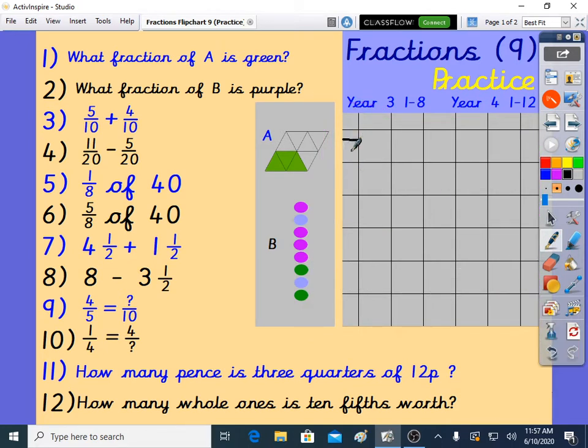We're adding some fractions. These are not fractions, actually, are they? They're mixed numbers. That's called a mixed number because you have a whole number and a fraction. This is also a mixed number, whole number with a fraction in it. So 4.5 plus 1.5.